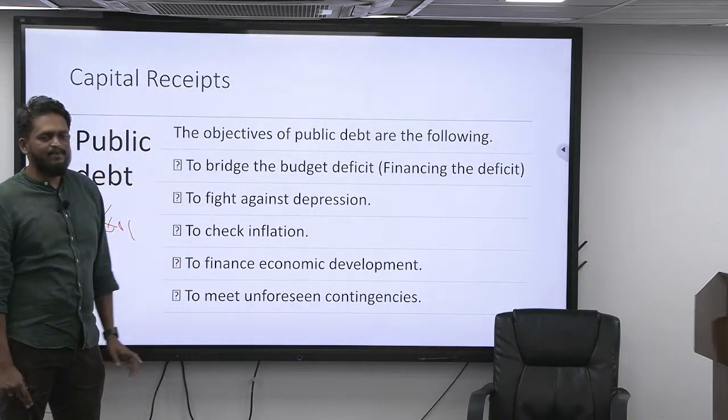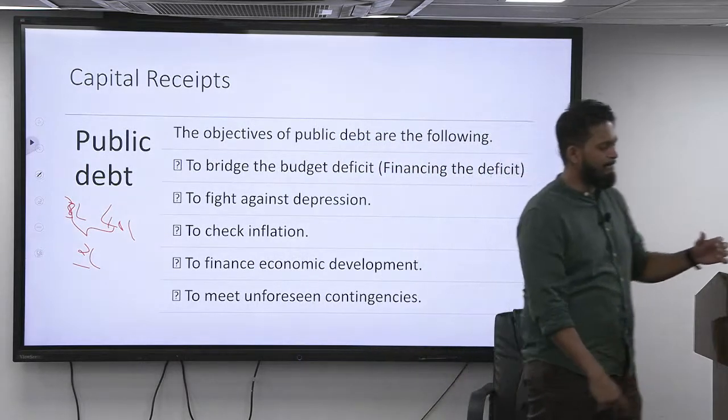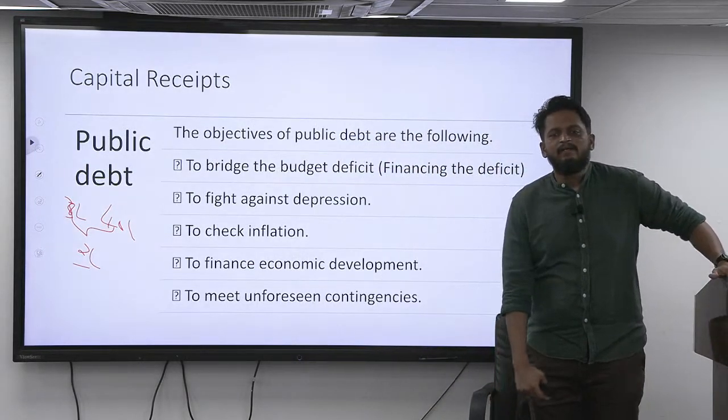Then fighting against depression. Imagine when depression or recession is happening in the economy, at this point, who should spend more money?